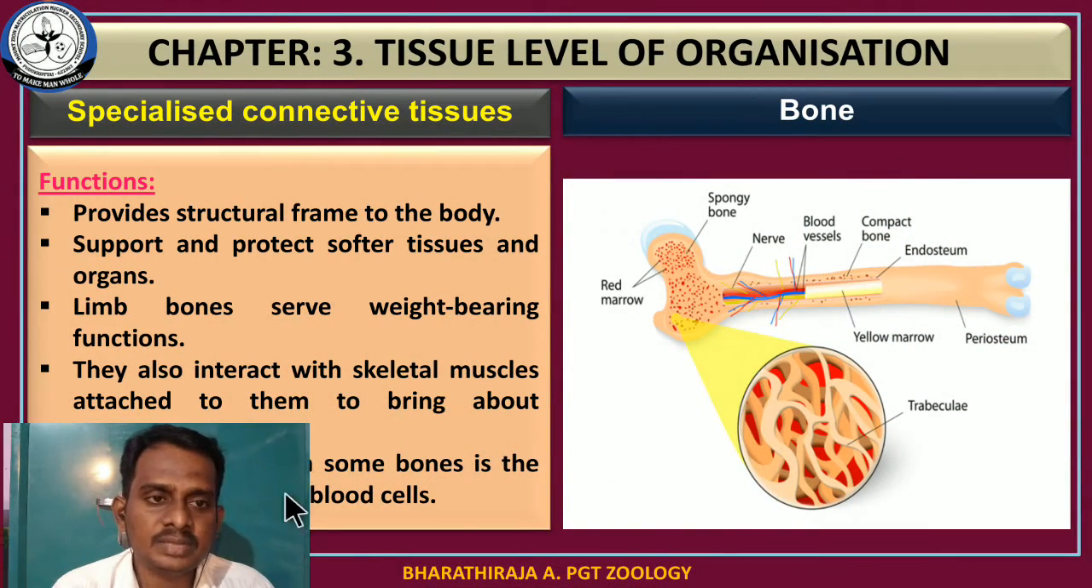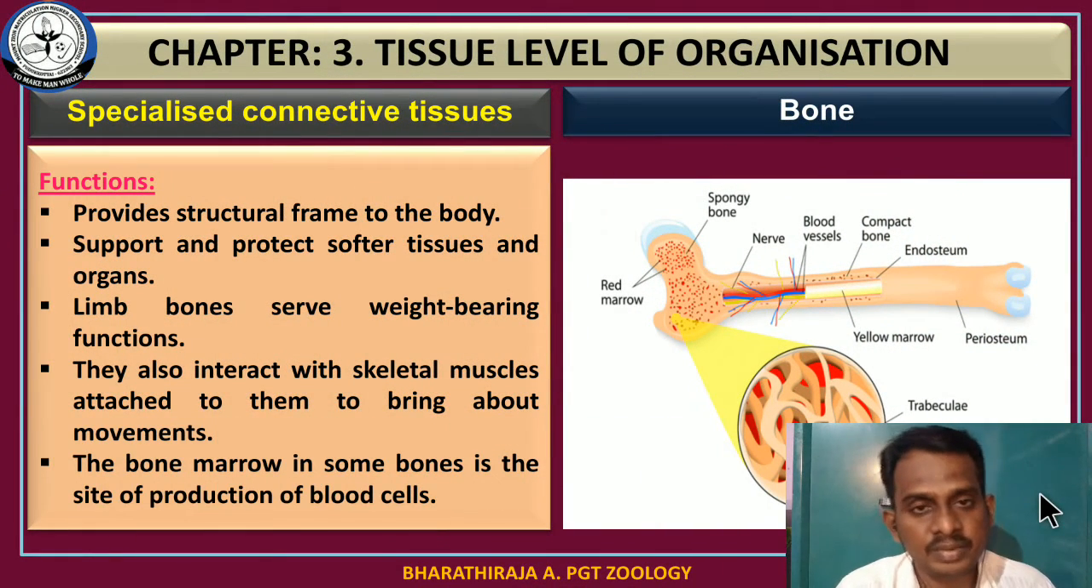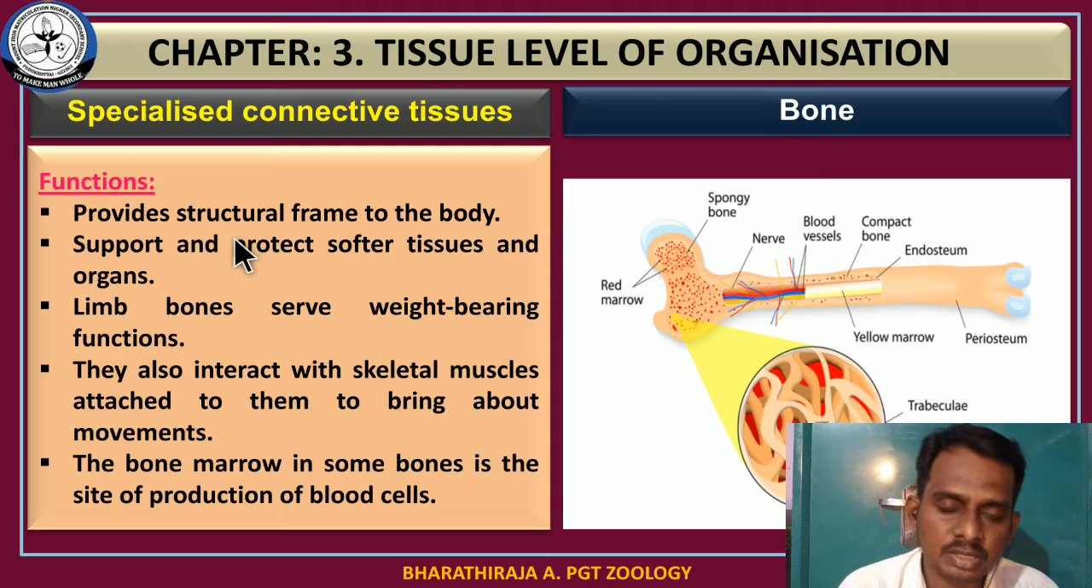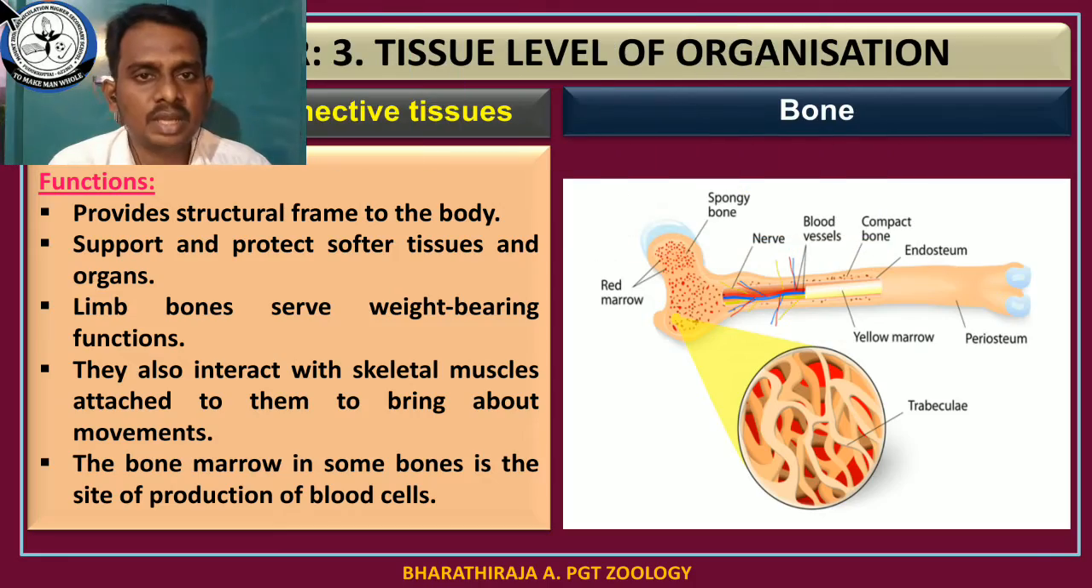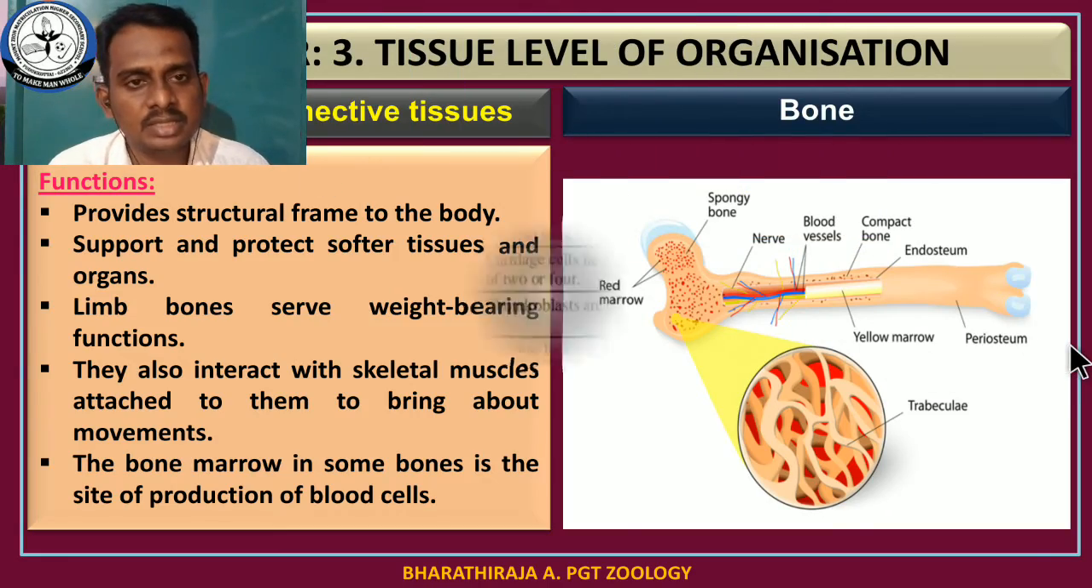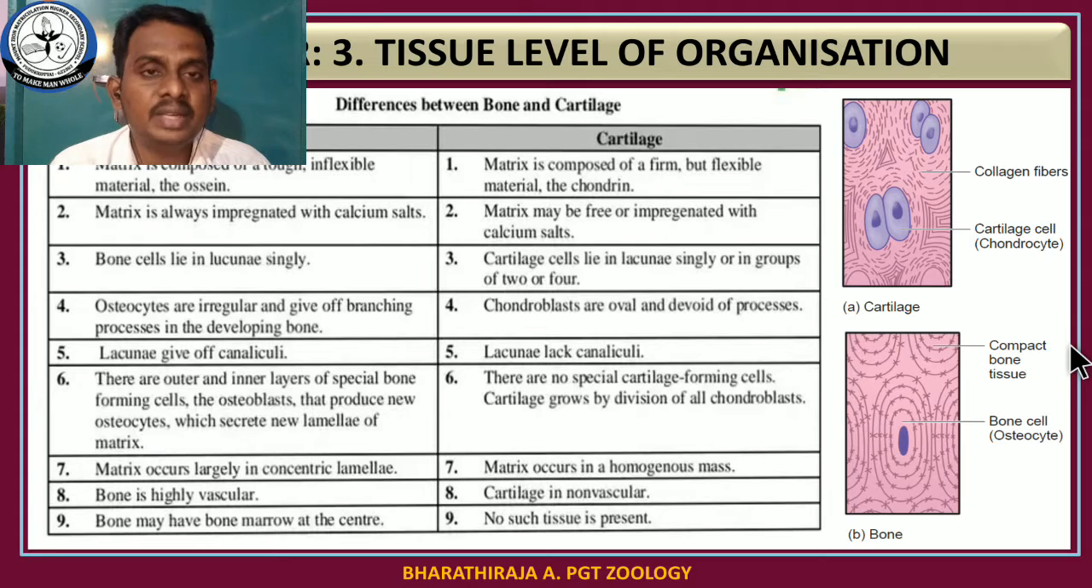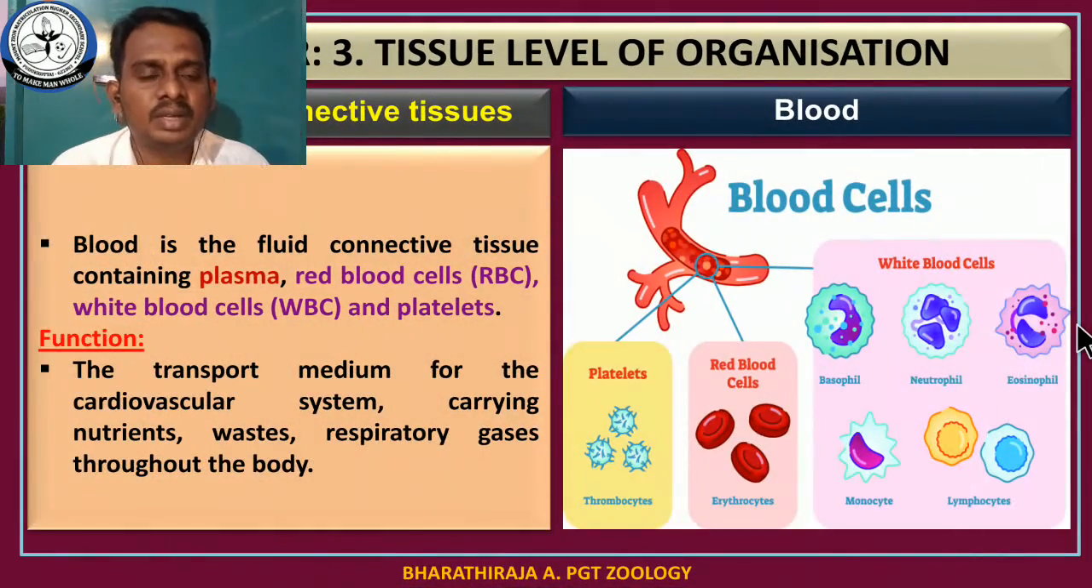Various functions of the bony structure were also discussed in the previous class. Bone is essential as a structural frame for the body, protects the soft tissues and internal organs, performs a weight-bearing function, interacts with the skeletal muscles and helps movement. The last one is bone marrow, responsible for the production of RBC. Finally, we discussed the differences between bone and cartilage. These are the topics we covered in the previous class.